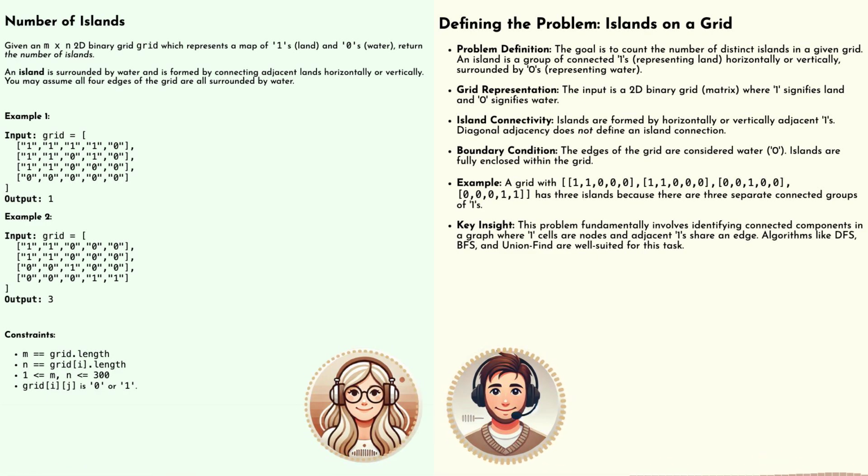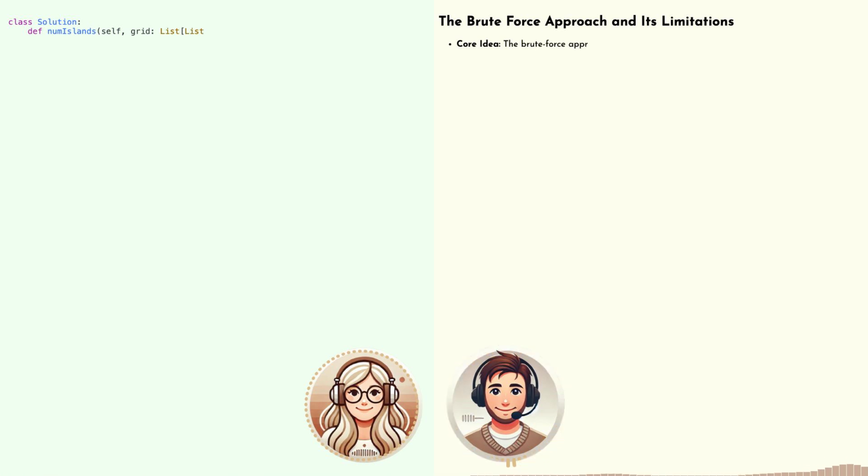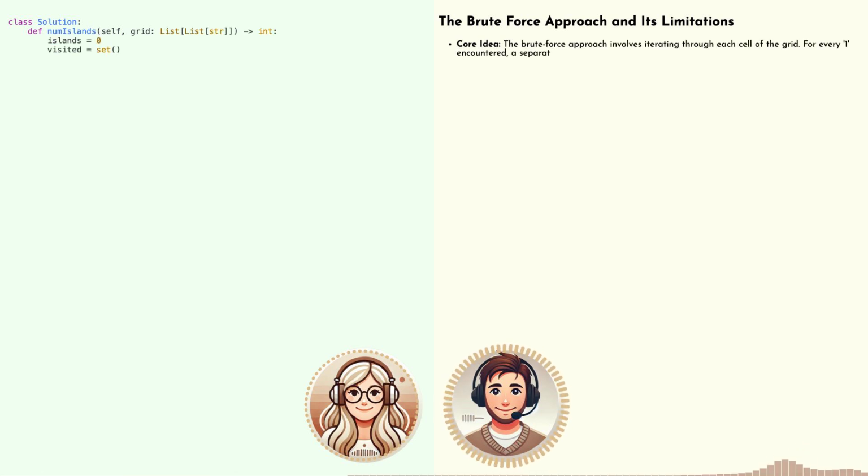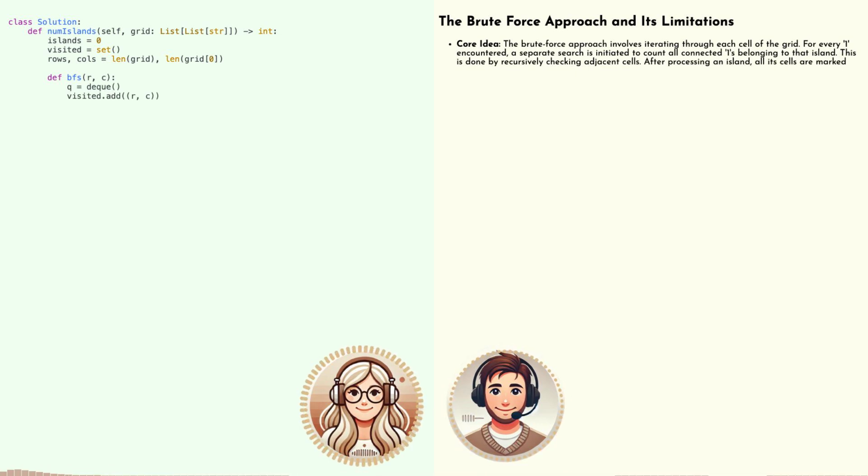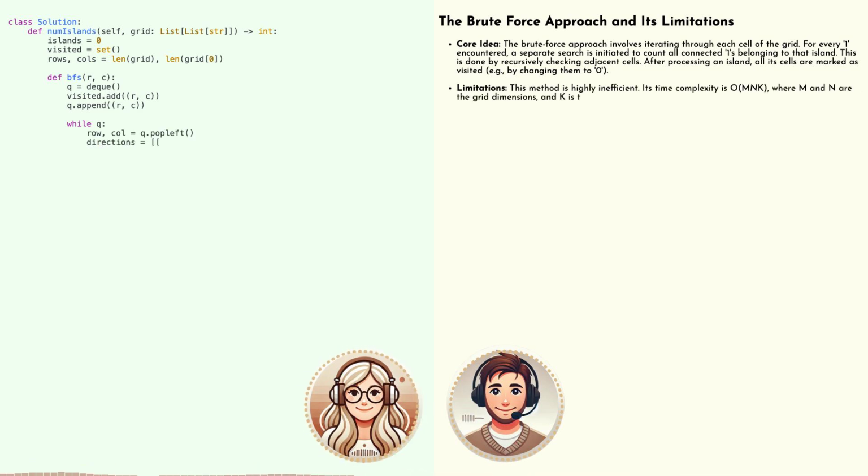Got it. So it's not about the size of the landmass, but whether you can walk from any point on it to any other point without getting your shoes wet. Now, how would you go about counting these islands with code? What's your first instinct? Well, I guess my first thought is to just go through the grid cell by cell. Every time I find a one, I'd check if it's connected to any other ones nearby. That's basically the brute force approach, systematically going through everything.